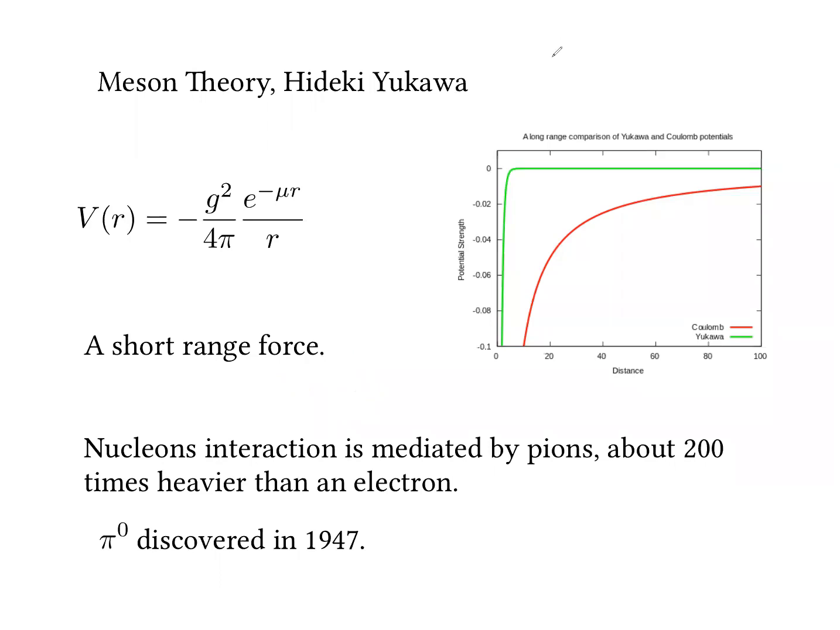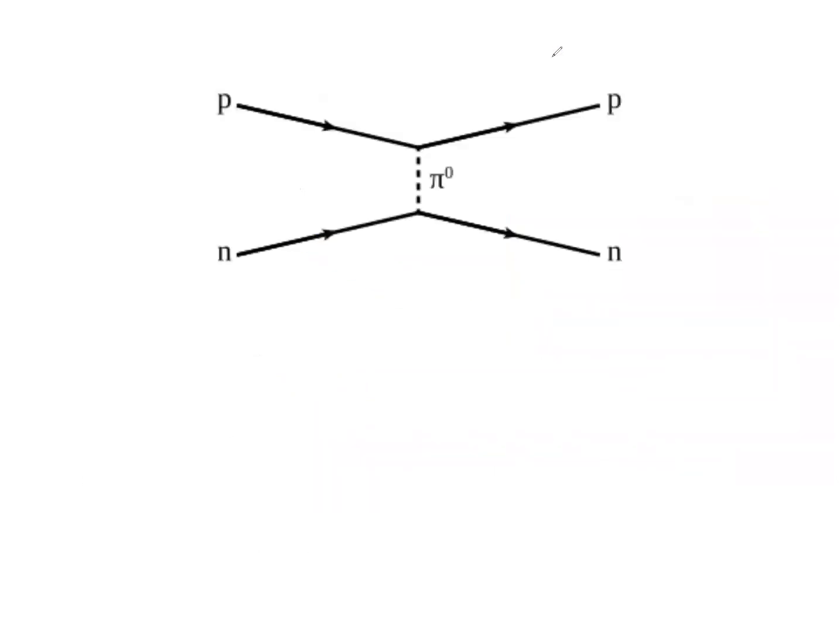Later on it was found that the Feynman diagram looks like this. A proton interacts with, let's say, a nucleon, so they exchange a pi 0, and the proton goes here and the neutron goes here. So the exchange is the pi 0 particle. They will exchange.